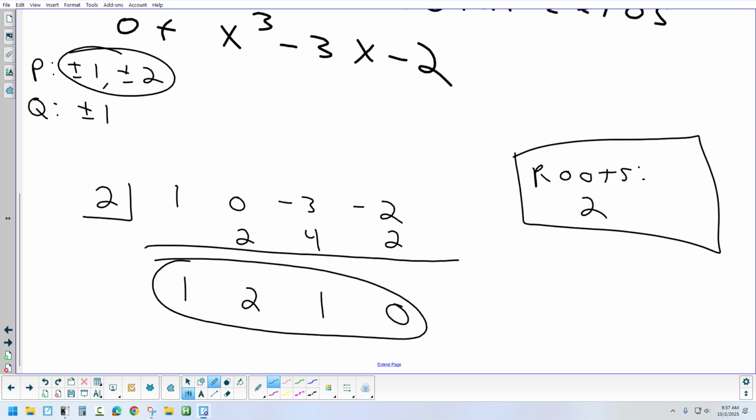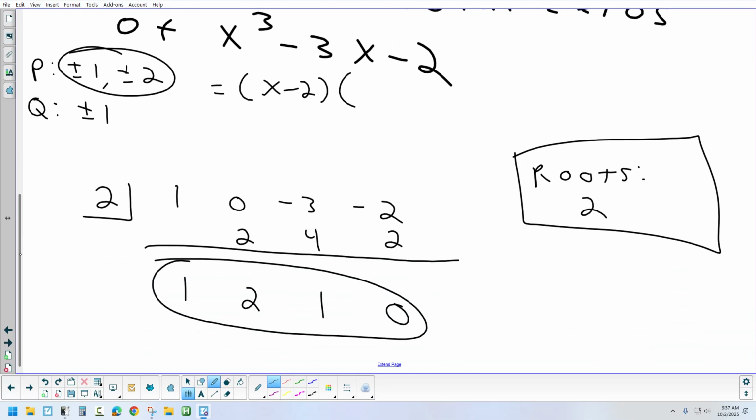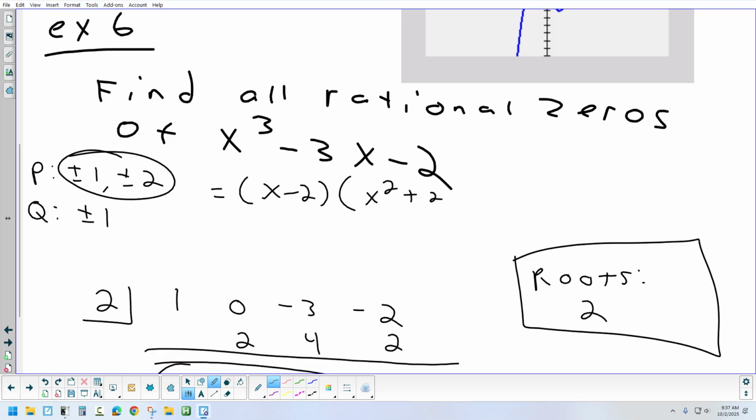Now, if you were trying to factor x cubed minus 3x minus 2, it factors as x minus 2 times x squared plus 2x plus 1. Well, we already set that factor equal to 0 and solved it. We got 2. Now set this factor equal to 0 and solve it. So we've got to factor that quadratic. How is that going to factor? x squared plus 2x plus 1.